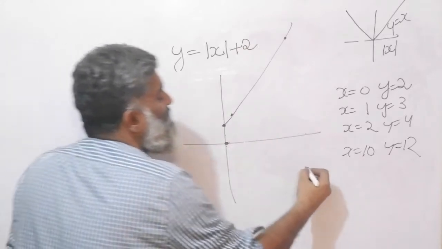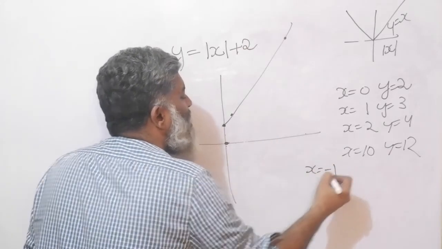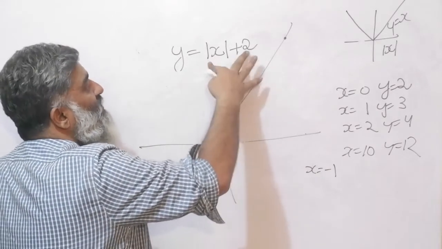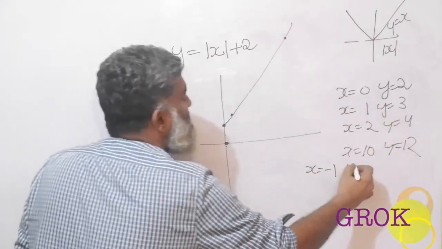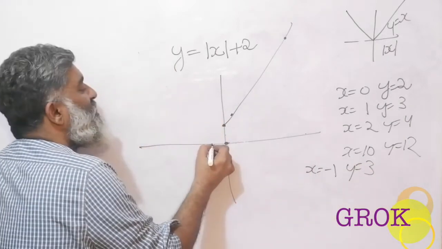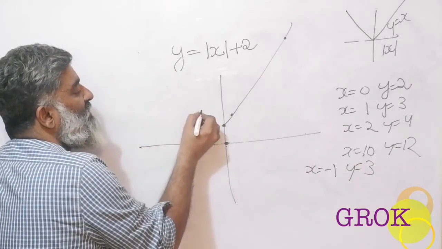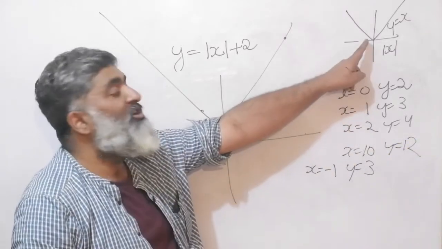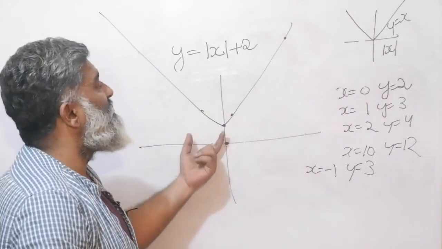Now in the other direction, when x is equal to minus 1, mod becomes 1 and you will get a 3. You will get a 3 again. So y is equal to 3. So at minus 1, again, this was 3, you get a 3 again, and again you can guess the line will go like this. Now compare your original mod and this function, right?